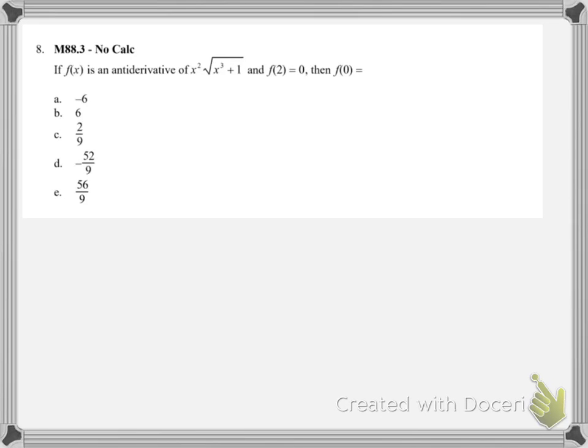So in this question, you're given f of x is an antiderivative of what you see here. So another way to say that is f of x, antiderivative means integral. So f of x is the integral of x squared times the square root of x cubed plus 1. And of course, they don't say dx, but that would be needed to make this mathematically correct.